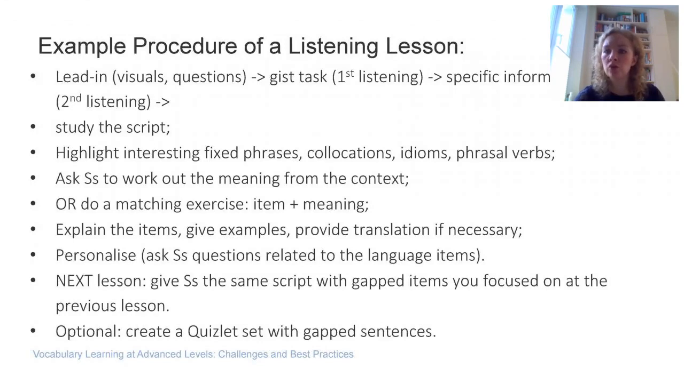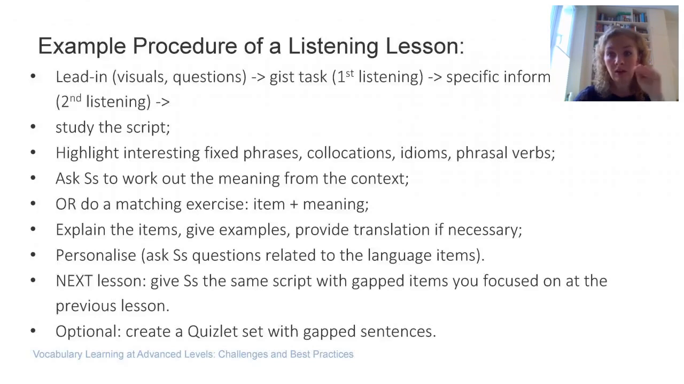So first you do the usual things you always do with a listening task. First of all, you do a lead-in, you can show some visuals, you can draw some questions for your learners to discuss, to activate their schemata, to activate their background knowledge. Then you give them a gist task, so you pose a single question so that they understand the general idea of the listening. Then you proceed to listening for specific information.